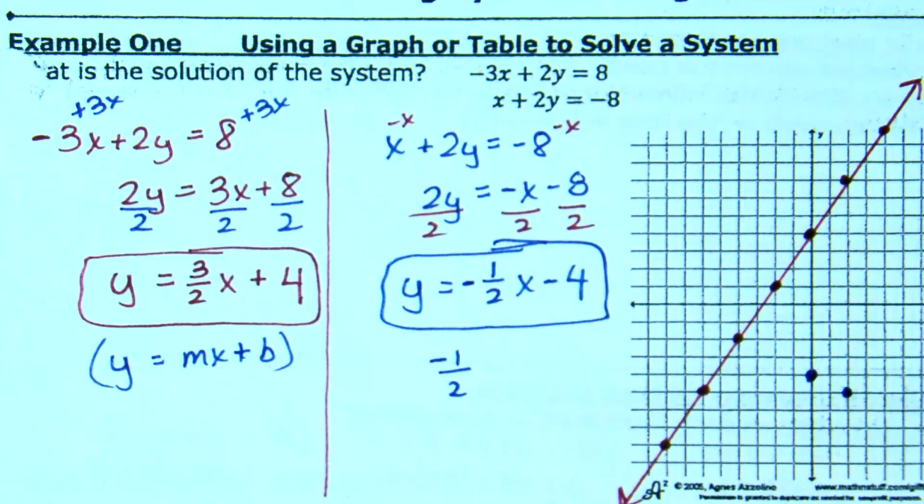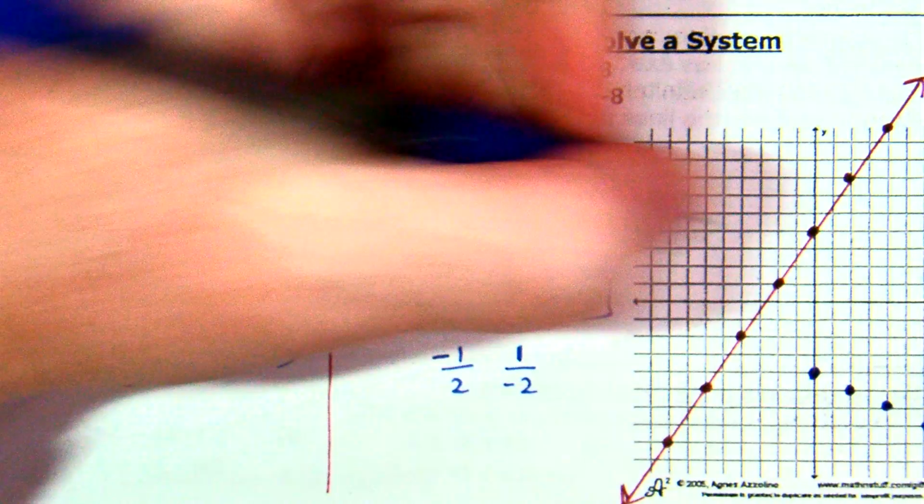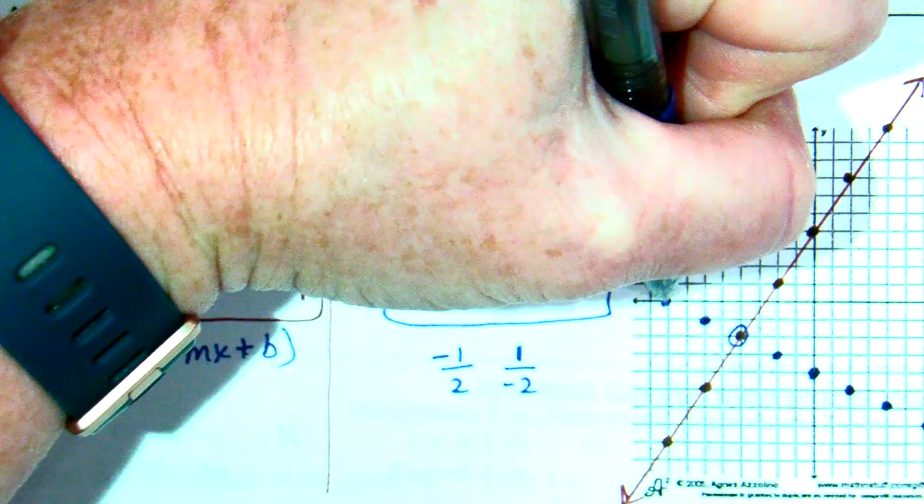But we can also, more importantly, do what? Up 1, left 2, because that negative is either with the numerator or with the denominator. Up 1, left 2. I like that. Up 1, left 2.